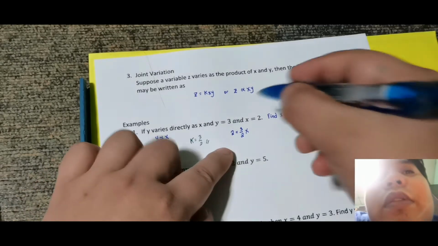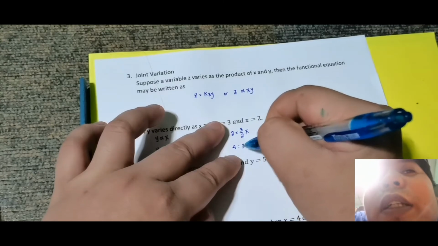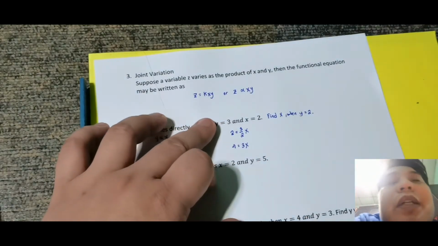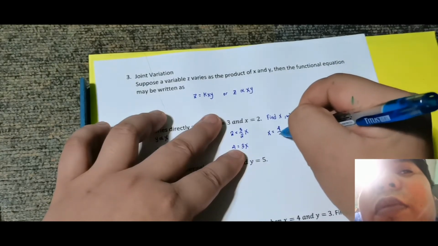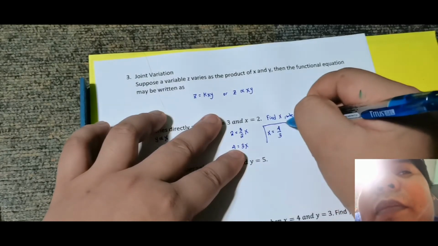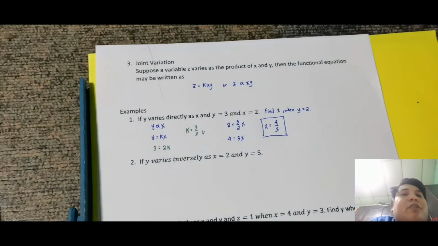So therefore that is equal sa, multiply both sides by 2, this is 4 is equal sa 3x. Then divide both sides by 3, that is x is equal to 4 over 3. Okay, so ganun siya kasimple.